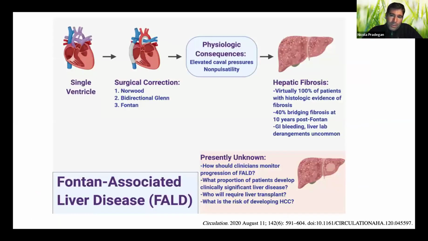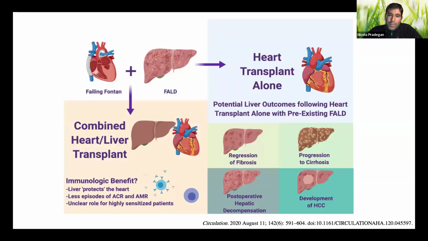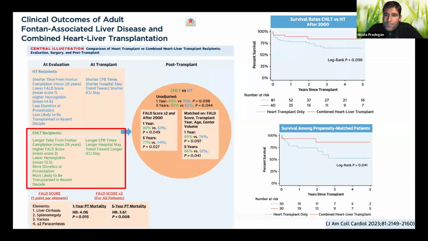But this introduces another important aspect, which is that of FALD, the liver disease associated to Fontan. And this is important because nowadays, more and more, there is interest in considering patients not only for the transplantation of heart, but to consider combined heart-liver transplantation in a specific subset of patients. This is one of the most recent cohort studies in which you see how patients listed for and transplanted for both heart and liver show longer time from Fontan completion, show longer, of course, cardiopulmonary bypass times, longer hospital stays, and a trend toward longer ICU stays.